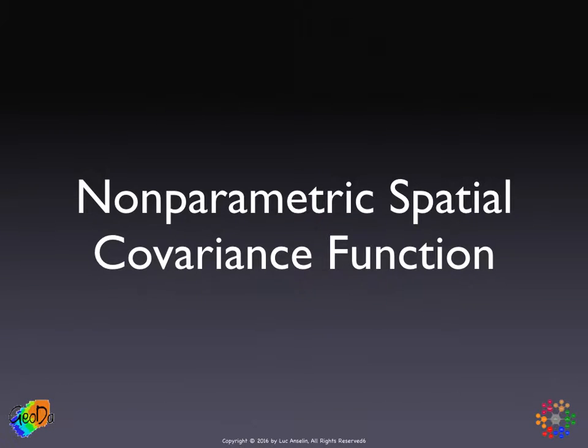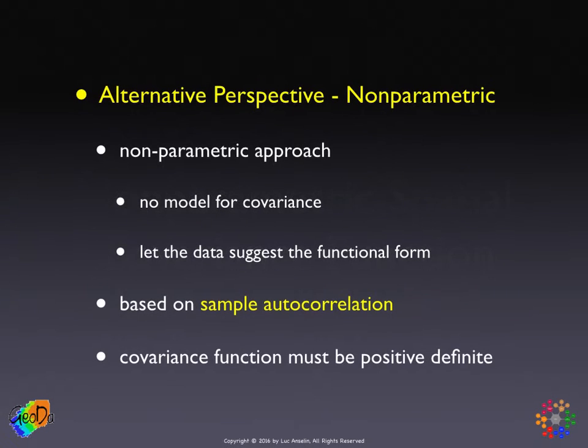The final topic we cover is the nonparametric spatial covariance function, and we'll only cover it fairly superficially because this is very technical material, very mathematical. But it's important to know that it's there. It's a totally different perspective in that in a nonparametric approach, there is no model and the data suggests a particular functional form. So how does that work?